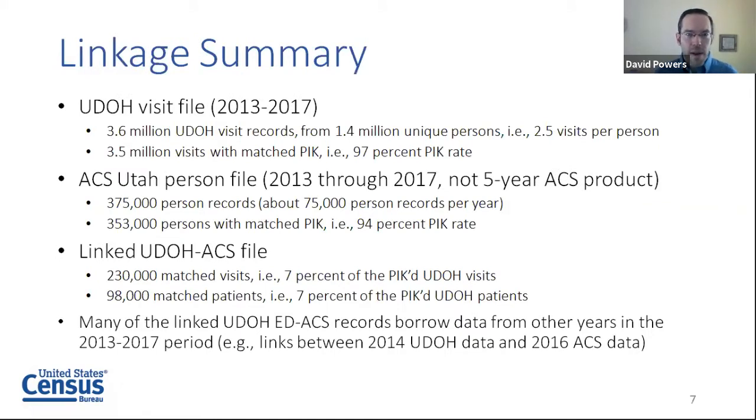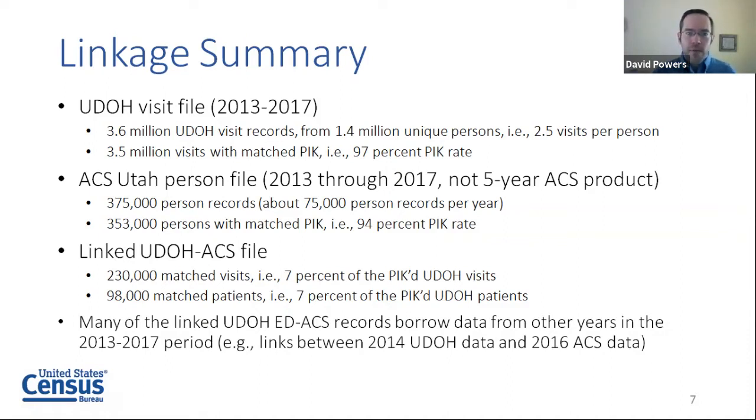So here's a summary of the data and record linkage. First, in the Utah file over 2013 to 2017, we have 3.6 million records, and that comes from about 1.4 million unique persons. If you average that out, it's 2.5 visits per person. And we actually have a very high match rate, a PIK rate. So in terms of finding a unique identifier for those patient records, about 97%. And so that leaves us with about 3.5 million records from the Utah visit file. For the ACS, the person file, again, this is 2013 to 2017, but not the 5-year product.